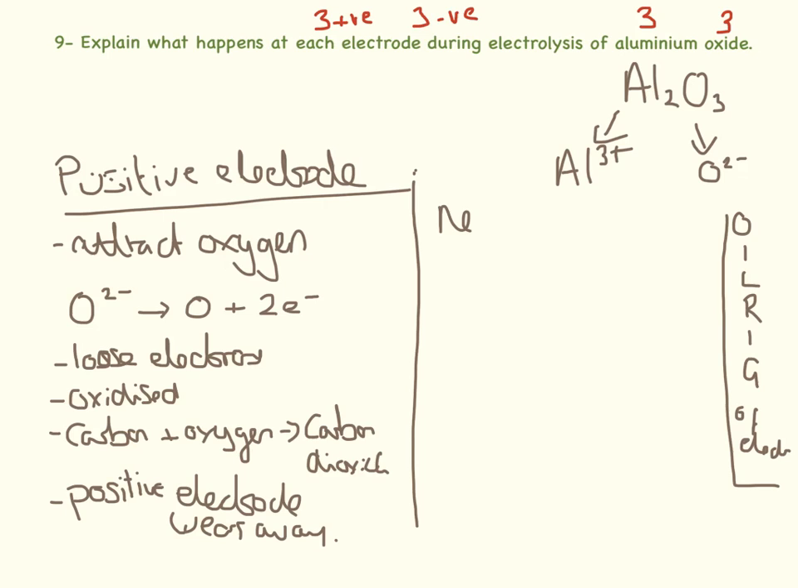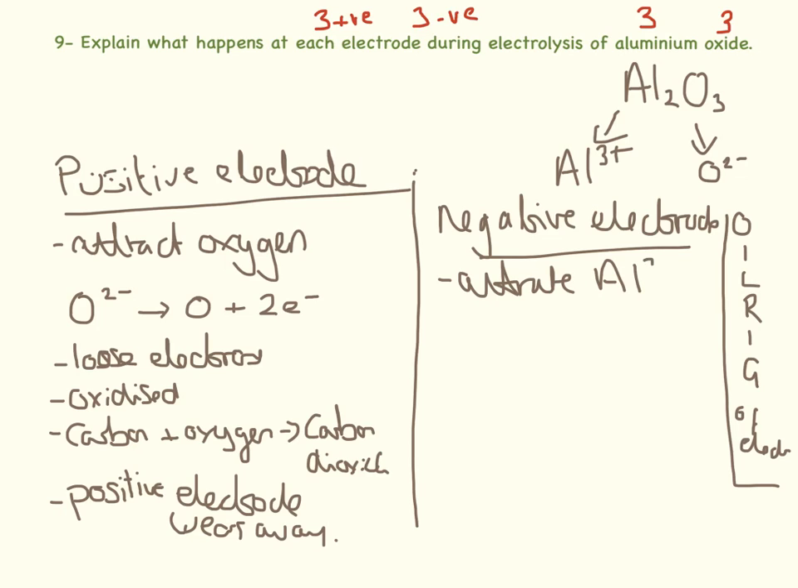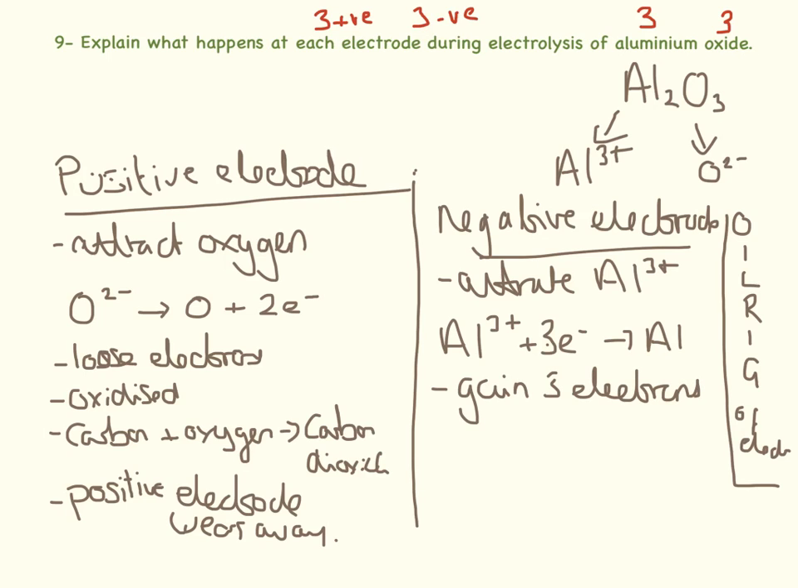So the negative electrode is going to attract aluminium because opposites attract. This is the reaction that's going to take place. Aluminium is going to turn into aluminium metal, so it is going to gain 3 electrons. Reduction is gain, so it's being reduced, and then the aluminium is taken off at the bottom as a liquid. So lots of things going on there.